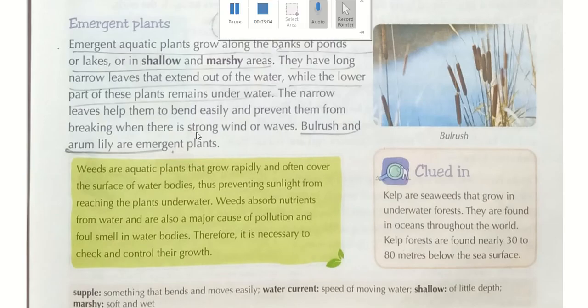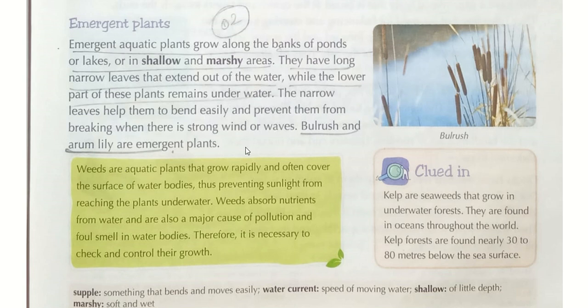Next is emergent plants. Emergent aquatic plants grow along the banks of ponds or lakes, or in shallow and marshy areas. They have long, narrow leaves that extend out of the water while the lower parts of these plants remain underwater. The narrow leaves help them to bend easily. It means they are very flexible. They can bend and avoid breaking when there are strong winds or waves. Bulrush and arum lily are emergent plants.